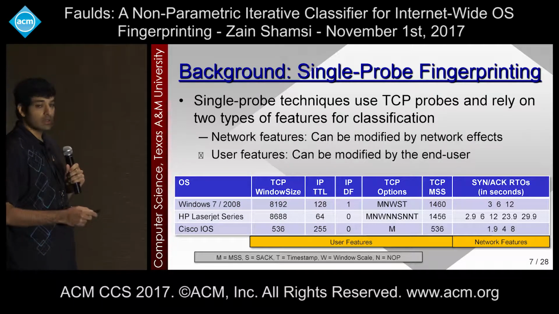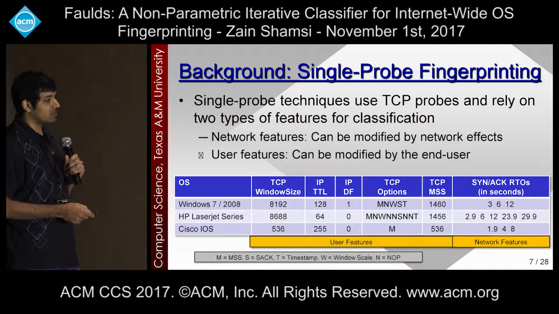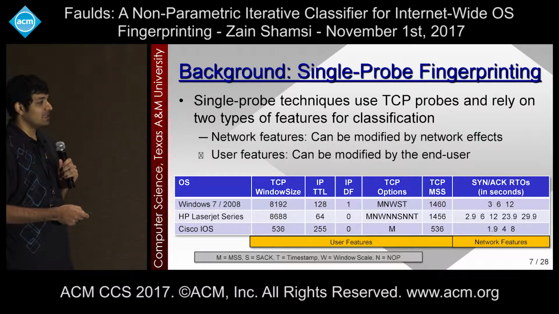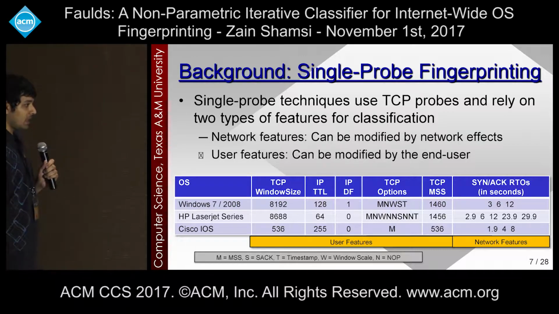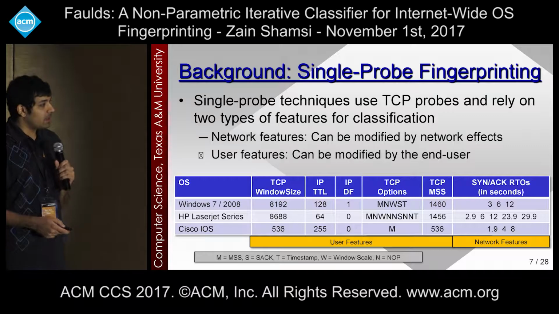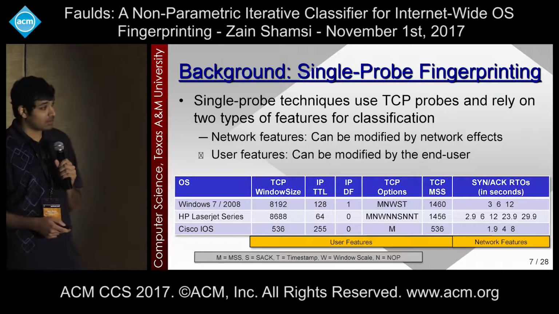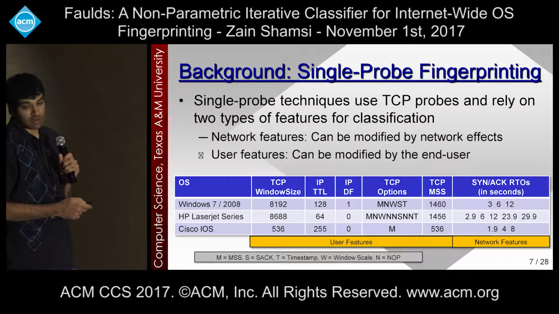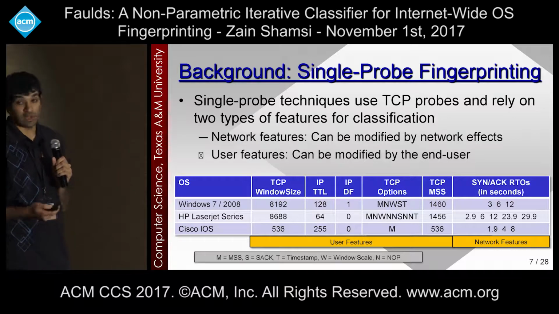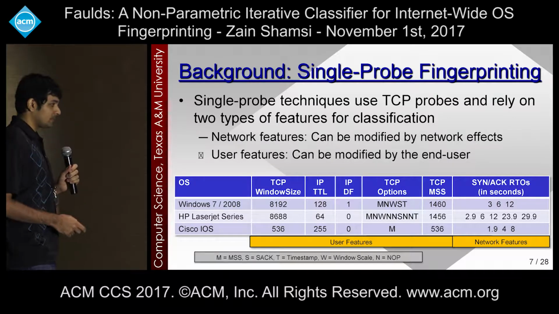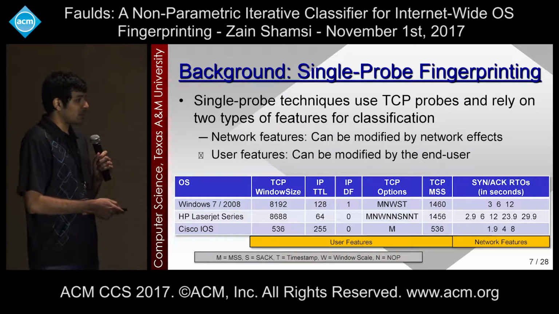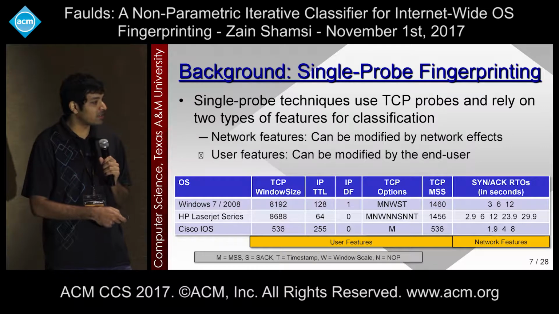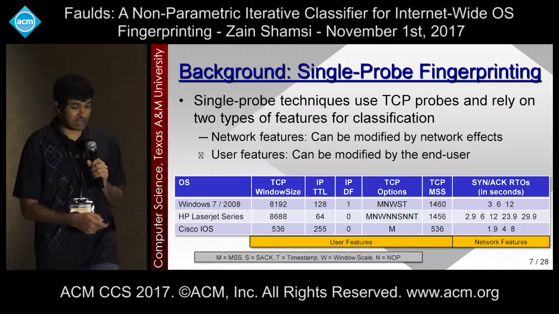We have our Windows 7 signature here. We extract certain features from the IP and TCP headers, like window size, TTL, options, maximum segment size, which makes up the user features. And then we look at the SYNACK retransmission timeouts, which make up the network features. So here for Windows 7, its RTO vector looks like 3 seconds, 6 seconds, and 12 seconds. And I'll explain what that means in a bit. But the point here that I want to make is, if you look at our three examples here, they can vary a lot. So the user features are quite different between these three OSs, and the RTO vectors are also quite different.